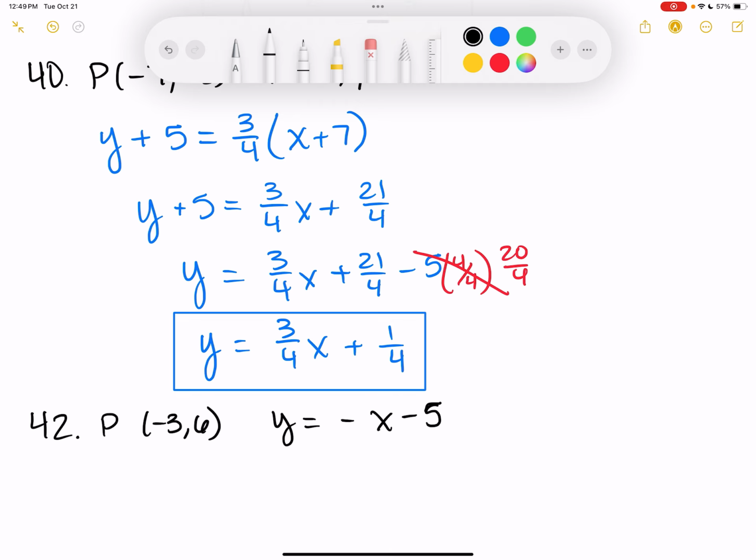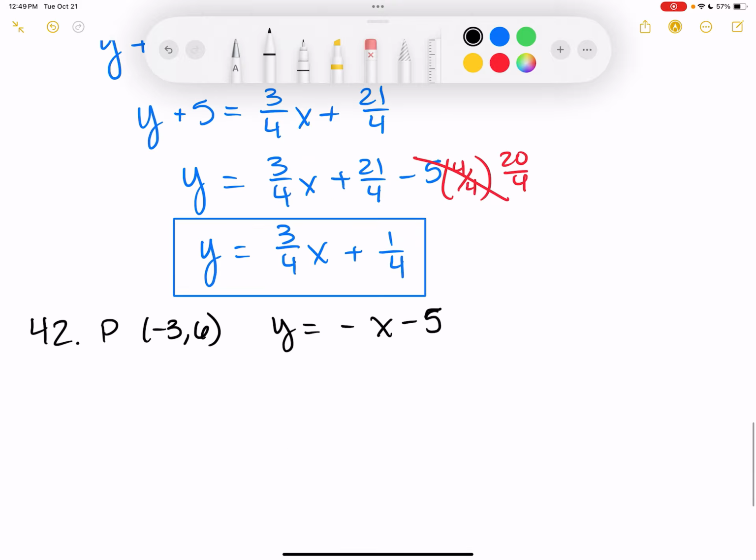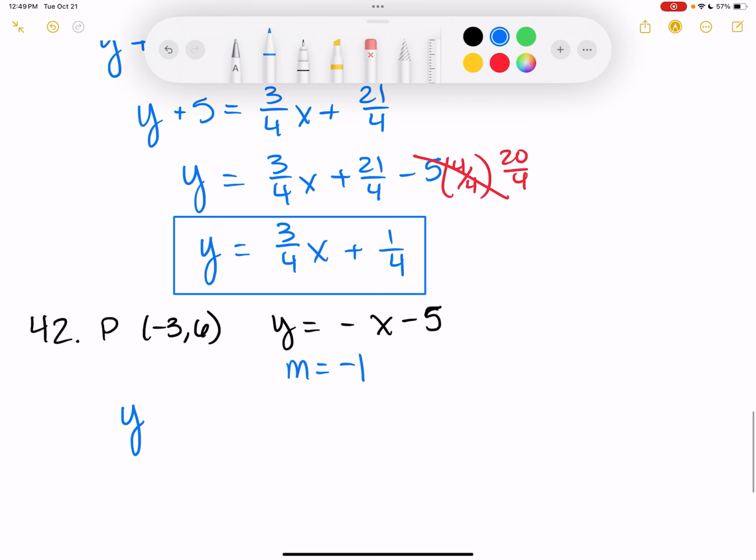So what's the slope of this line? -1. It's the number in front of x. y equals mx plus b. So the slope is -1. That's also the slope of my parallel line because they have to have the same slope. So I have y minus 6 is equal to -1 times x minus a -3, so that's plus 3.